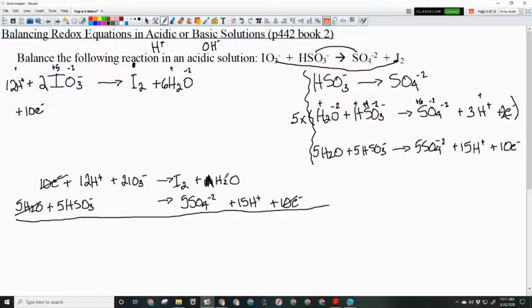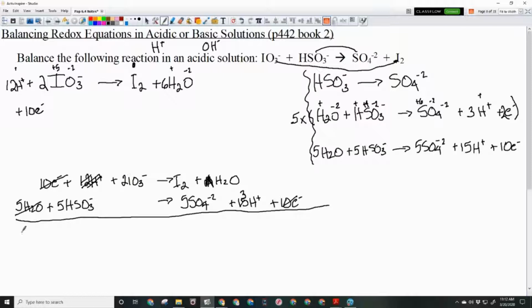All right, now the next thing that we can cross out are hydrogens. We have 12 hydrogens here. These 12 can neutralize 12 of these hydrogens. So 15 minus 12 is 3. So we have 3 hydrogens left on this side. So now remember, this is in an acidic solution. So it makes sense that we do have some hydrogen ions left over in this solution. So we're going to add these two back together.